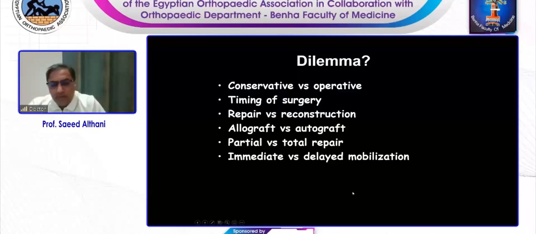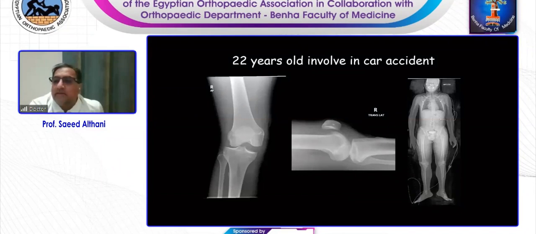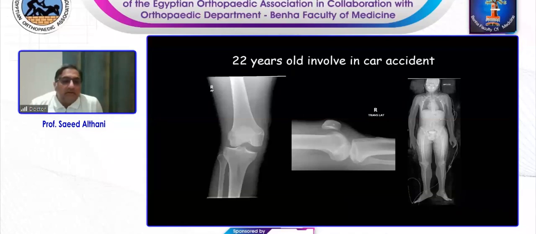What I'm presenting here is a 22-year-old male who was involved in a car accident. He worked as a firefighter. He came to one of the trauma centers and presented with this image, in which you can see the knee is almost fully dislocated.